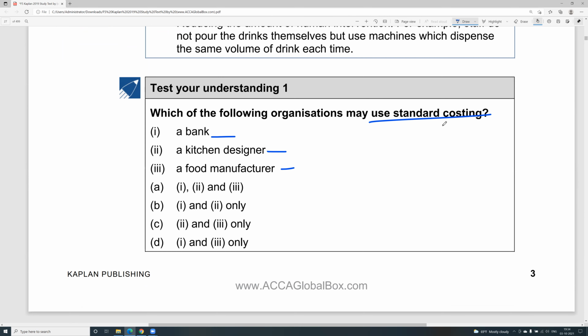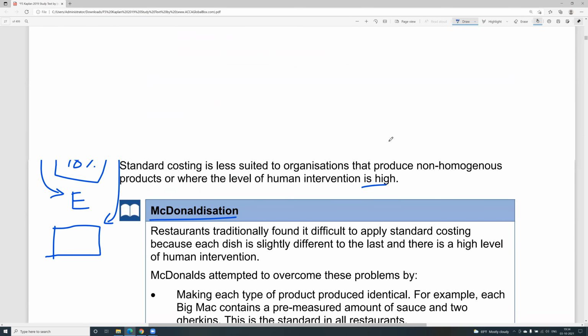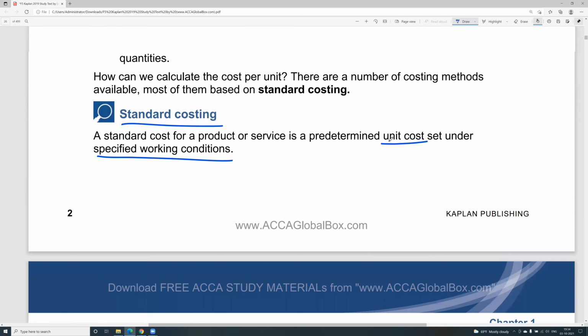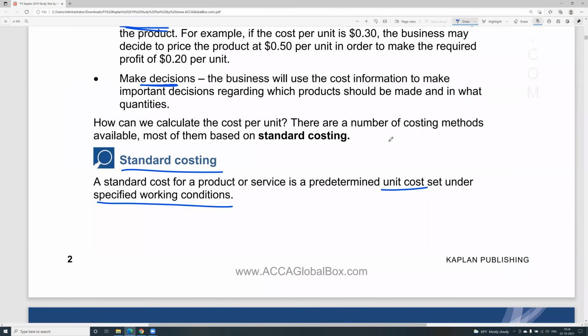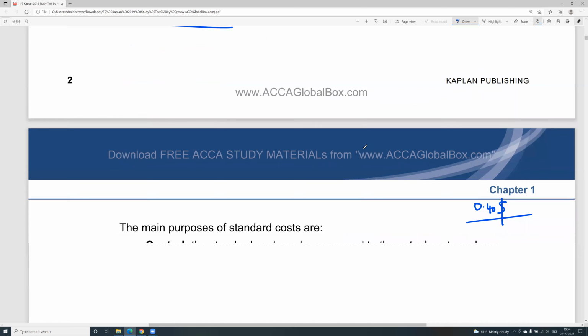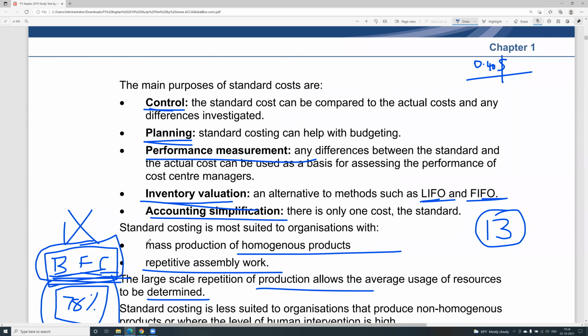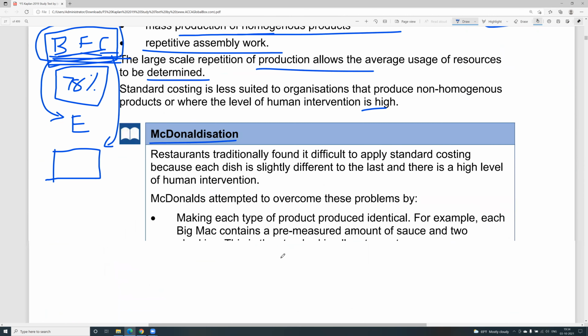Understand this standard costing. Let me just go back up and explain that again to you. Standard costing is more suited to organizations with mass production of homogeneous products, a repetitive assembly work. Homogeneous products is nothing but the same product and you have a repetitive assembly work. That's what you'll be doing.